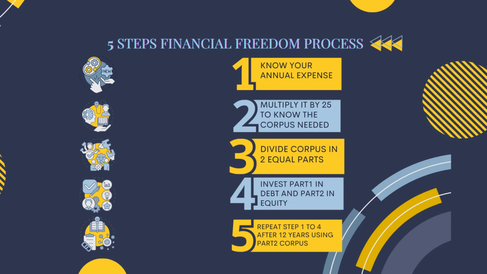Let's have a look at the process first, and then we are going to look at three examples based on the same process. In step one, you need to calculate your annual expense. In step two, multiply this annual expense by 25 in order to get the required corpus. In step three, the corpus needs to be divided into two equal parts. In step four, you invest part 1 into debt and part 2 into equity, and in step five you repeat step 1 to step 4 after a period of 12 years. Let's look at case 1 with a monthly expense of 1 lakh.